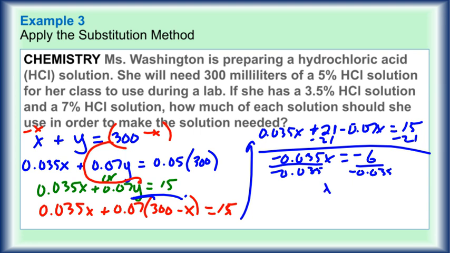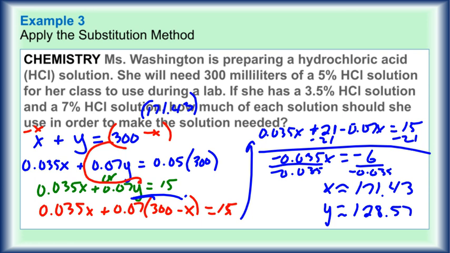That gives us an answer roughly 171. To the nearest hundredth, so about 171.43. Then I'm going to stick that into one of my original equations. So if I put 171.43 here, 300 minus 171.43 gives us roughly 128.57.